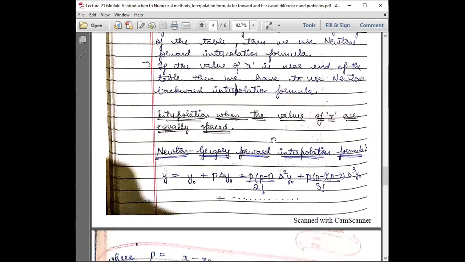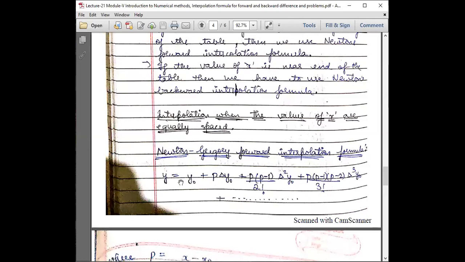So next I'm going to define Newton's forward interpolation formula, also called Newton's Gregory forward interpolation formula. Just try to understand the formula here. y is equal to y naught plus p into delta y naught plus p into p minus 1 upon 2 factorial into delta square y naught plus p into p minus 1 into p minus 2 upon 3 factorial into delta cube y naught plus etc. This expression is said to be Newton's forward interpolation formula.